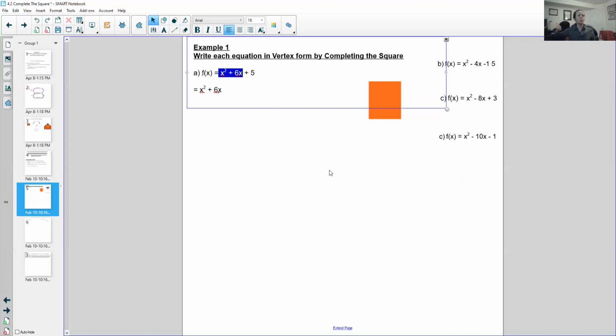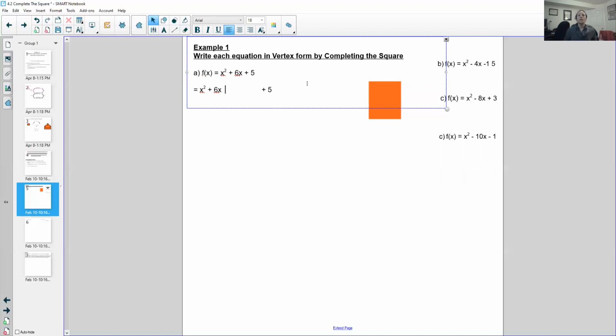I'm just going to temporarily put it to the side, okay, but I can't forget about it. So let's just look at the first 2 terms. I've got x squared plus 6x. I want to make that a perfect square trinomial. Now remember, I can't lose this plus 5, so I'm just going to put it to the side for a while.